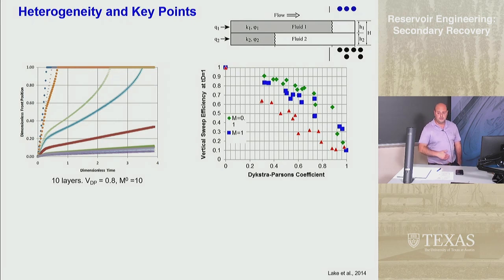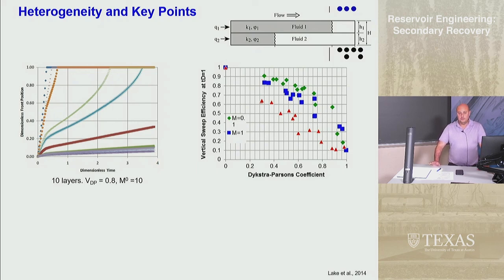Eventually, if you were to wait long enough, an infinite amount of time, the vertical sweep efficiency would be 1 everywhere. But if we look at a dimensionless time of 1, and we plot the vertical sweep efficiency from 1 to 0, and we do the Dijkstra-Parsons coefficient from 0 to 1, and we do some calculations for different scenarios, we see what the effect of the Dijkstra-Parsons coefficient is. So in all cases, if the Dijkstra-Parsons coefficient is 0, that's perfectly homogeneous, you get 100% sweep efficiency after 1 pore volume injected. Doesn't matter.